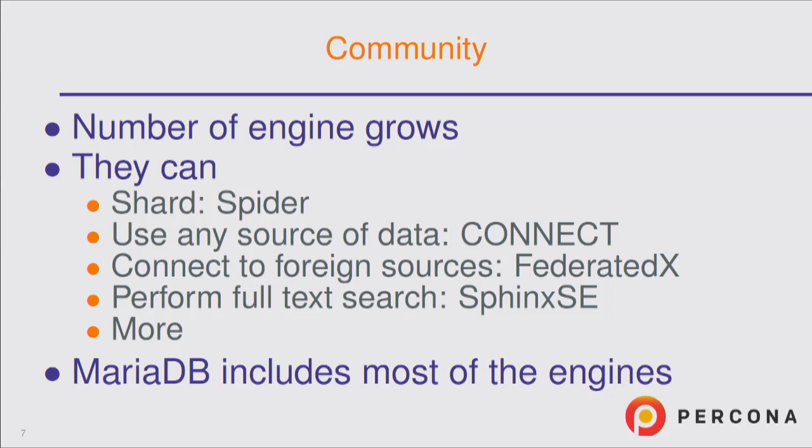Spider provides a sharding interface. It can have any storage engine underneath, and it can provide sharding for MySQL. Connect just uses any source of data, so it can be an XML file, it can be ODBC, it can be anywhere. FederatedX is a better version of the federated storage engine, which exists in MySQL and is famous for its bugs. The Sphinx storage engine is an interface for the Sphinx full-text search server, and there are actually more engines. Among vendors, I think MariaDB includes most of the MySQL engines.